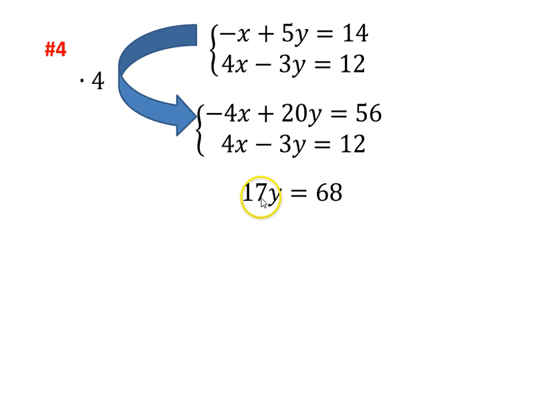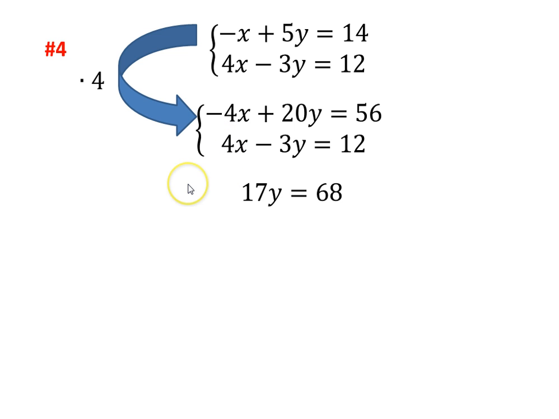Where does the 17y come from? 20y plus negative 3y is 17y. The 68 comes from 56 plus 12. And the x's are gone. And why are the x's gone? Because they have opposite coefficients. Negative 4x plus 4x is nothing. There's no x's at all, so it's completely gone.